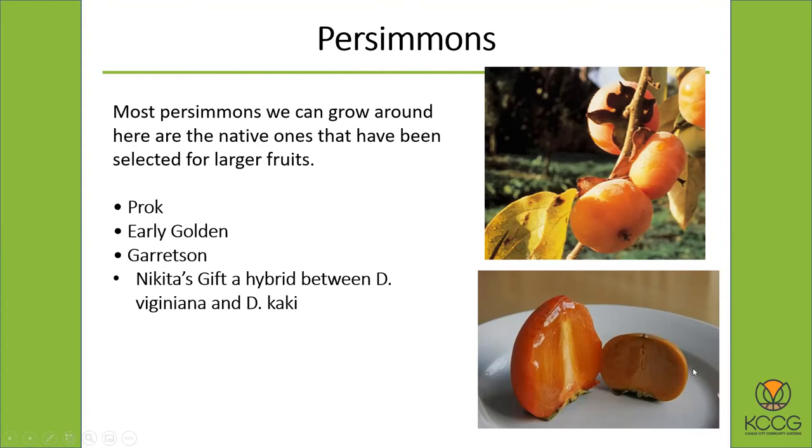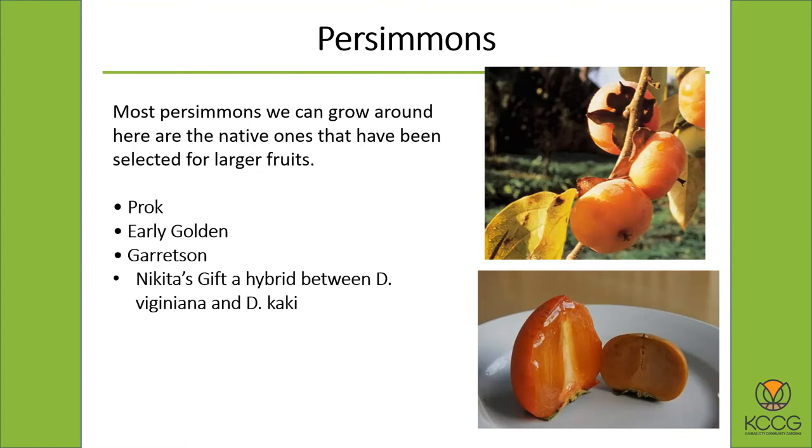But persimmons, of course, have been used as a food crop for quite a long time. But there's been a lot of persimmon breeding out there too to breed for much larger fruits. And some of these varieties like Croc, Early Golden, and Garretson are some of the better, larger fruited persimmons out there.